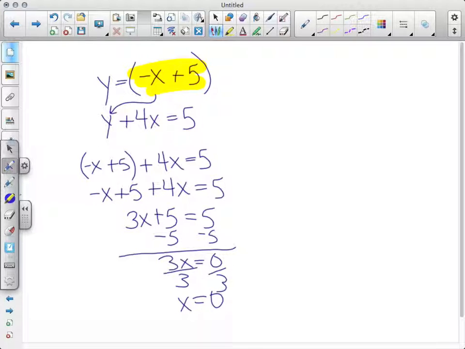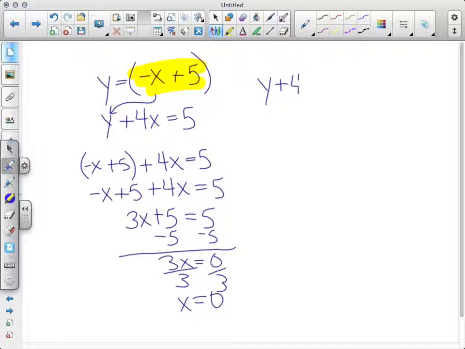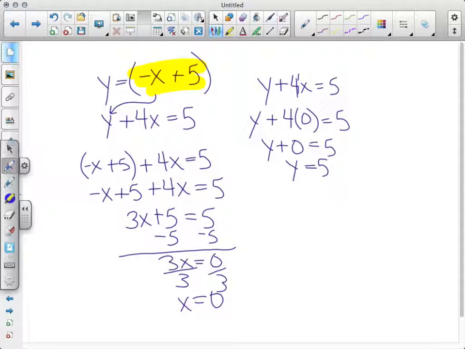Now I'm going to take my x, plug it back in, and find my y. It does not matter which equation you pick again. I'm going to pick the second equation. And I'm going to plug in 0 for x. So x is 0, y is 5, so these lines would cross at the point (0, 5). And that is the substitution method.